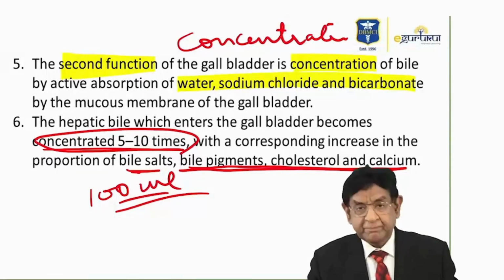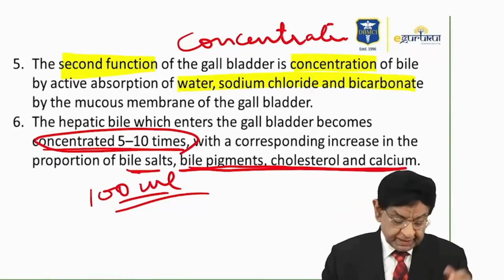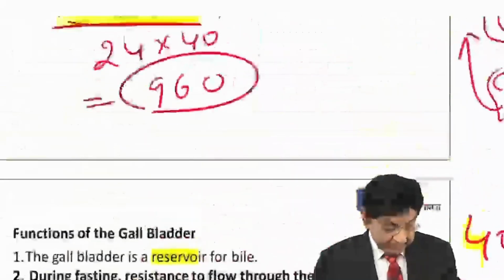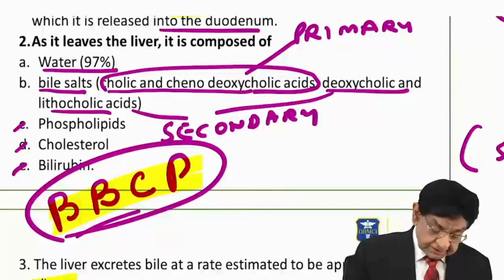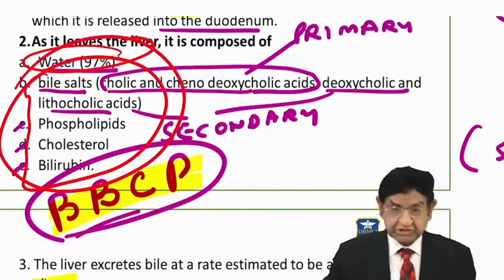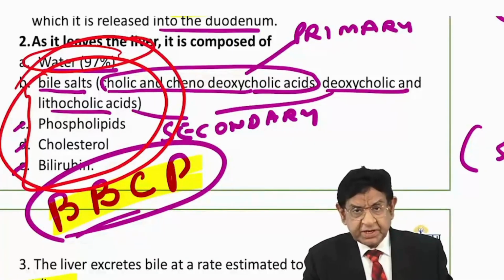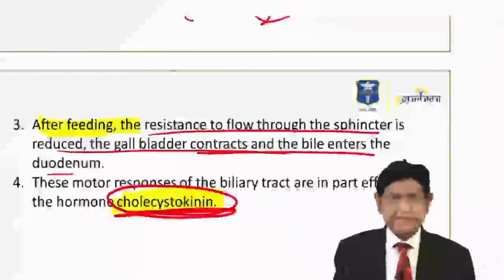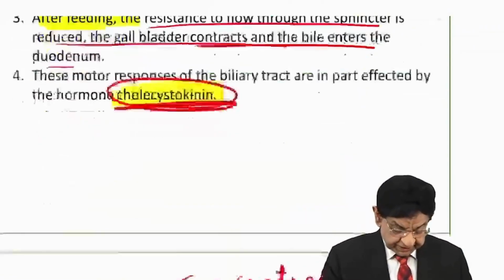Bile salt, bile pigment, which is bilirubin, and cholesterol and calcium were the other components. If I show you the slide again, this is getting reabsorbed. So definitely these will increase in concentration, right? So now concentrated bile is there in the gallbladder. So in a nutshell, the first function was storage, the second is concentration.